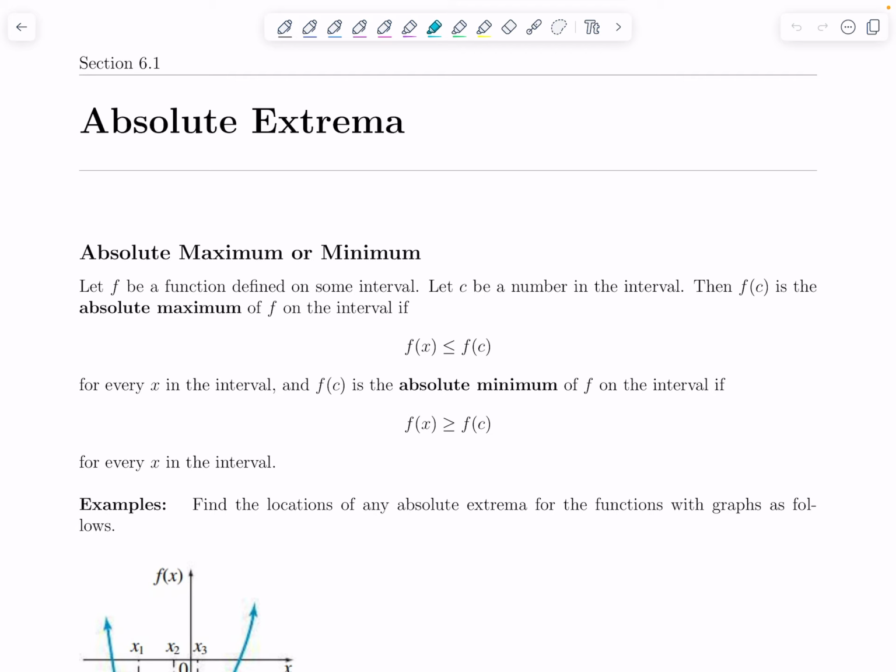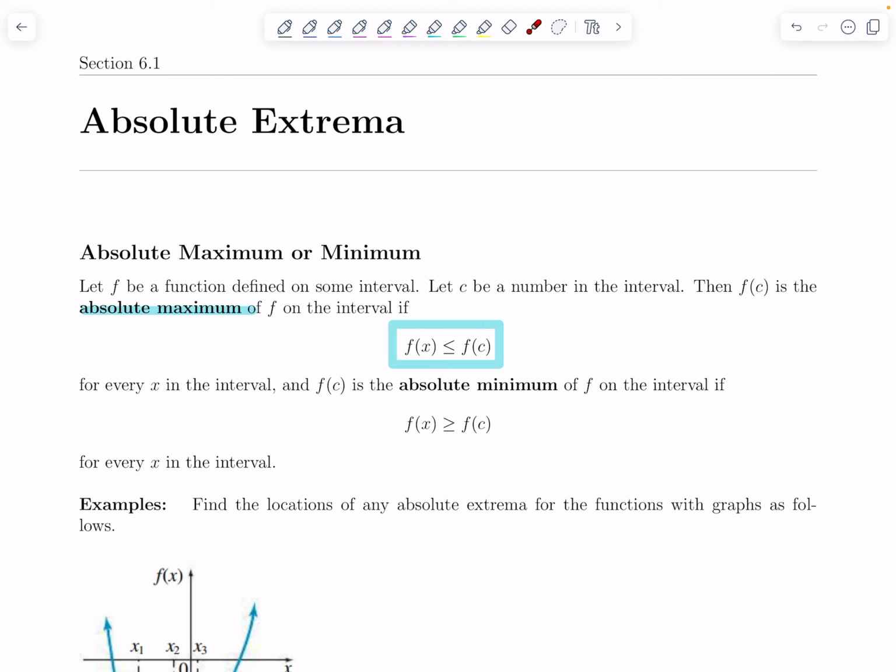Let f be a function defined on some interval, and let c be a number in the interval. Then f of c is the absolute maximum of f on the interval if f of x is less than or equal to f of c. So basically, c is the x value that yields that absolute max value, f of c. And this is the greatest function value, or y value. All function values are less than or equal to f of c on that interval.